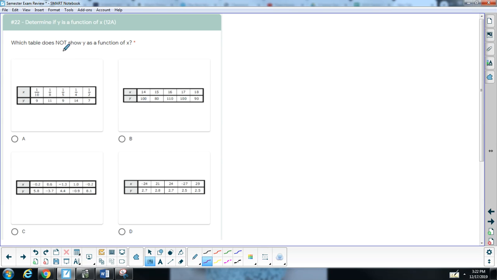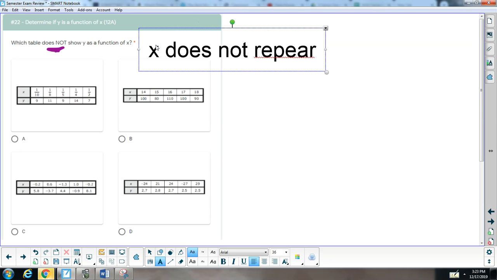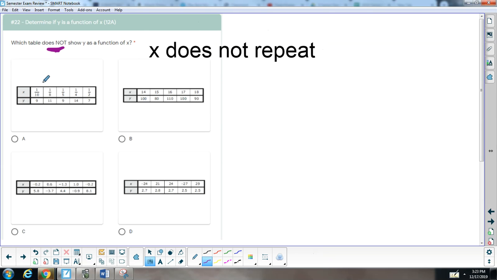22, which table does not show a function? So a function means x does not repeat. X does not repeat. So in these answer choices, we're looking for x's that do repeat, since we want to know which one's not a function. So A looks good, B looks good. C, we have a negative 0.2 and a negative 0.2. So C is not a function.